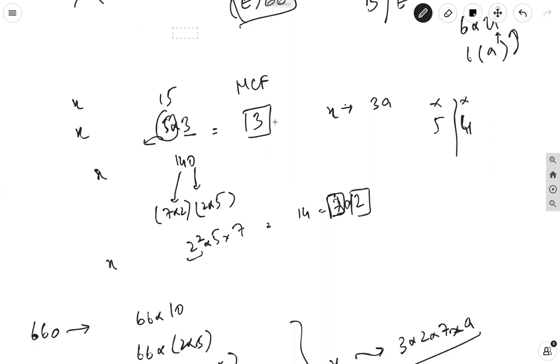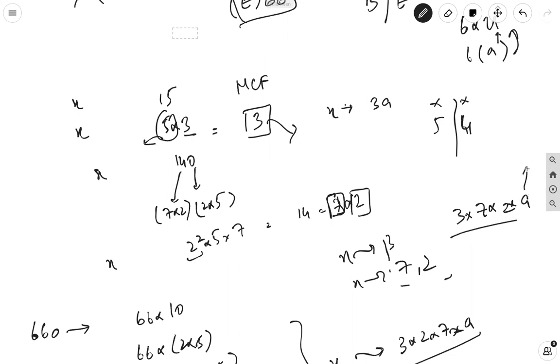Yes. Okay, so first of all, we have HCF 3. So x will be a multiple of 3, right? From the second, we got that the HCF is 14, so x will also be a multiple of 7 and 2. This means x as a whole is a multiple of 3 into 7 into 2, right? And let's consider a as an integer because we don't know about a right now.